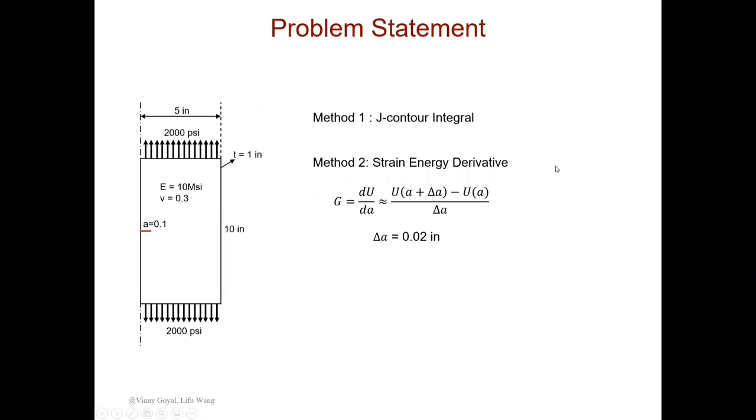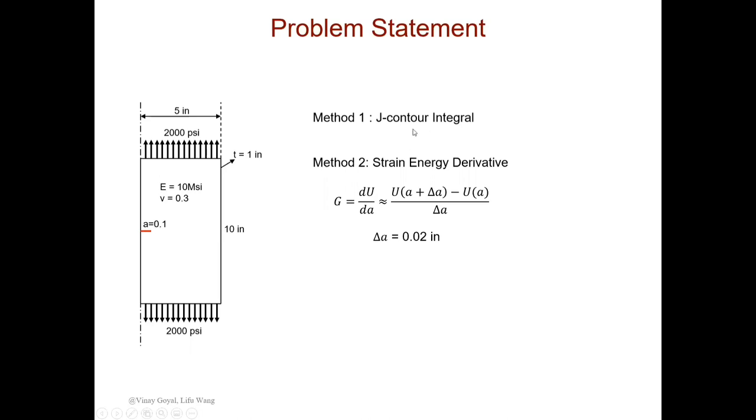So here's our problem statement. There's a plate of 10 by 10 inches and there's a crack in the middle of the plate. Since the geometry is symmetric, we only simulate half of the plate. The half crack length is 0.1 inches and the thickness of the plate is 1 inch. Material property is 10 Mpsi Young's modulus and Poisson's ratio 0.3. The plate is under tension of 2000 psi in the direction of the mode 1 crack opening.